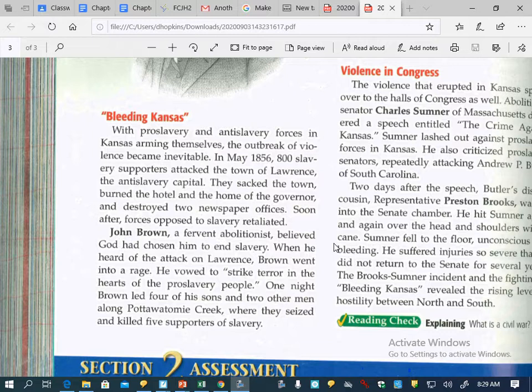John Brown, a fervent abolitionist, believed God had chosen him to end slavery. When he heard of the attack on Lawrence, Brown went into a rage. He vowed to strike terror into the hearts of pro-slavery people. One night, Brown led 4 of his sons and 2 other men along the Pottawatomie Creek, where they seized and killed 5 supporters of slavery.